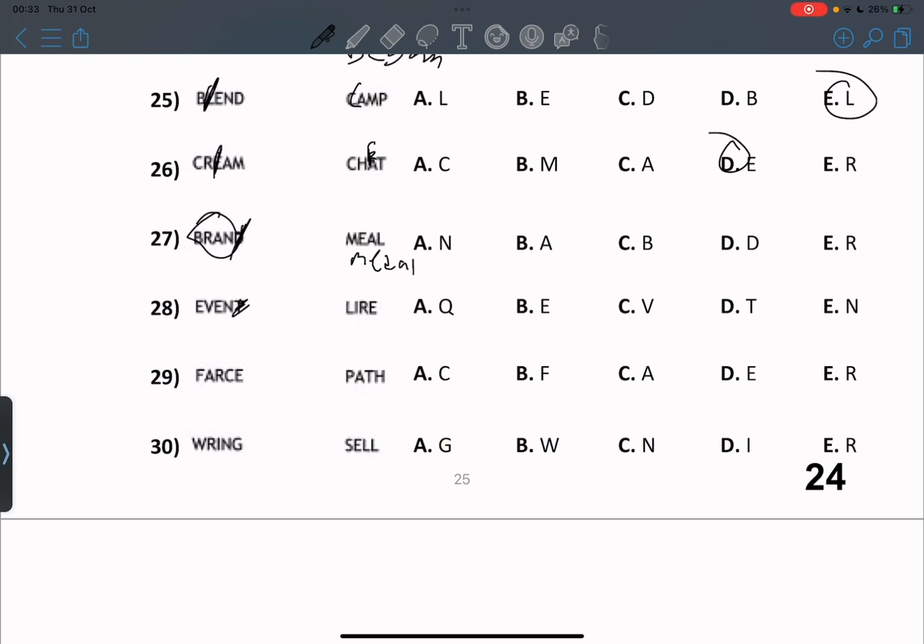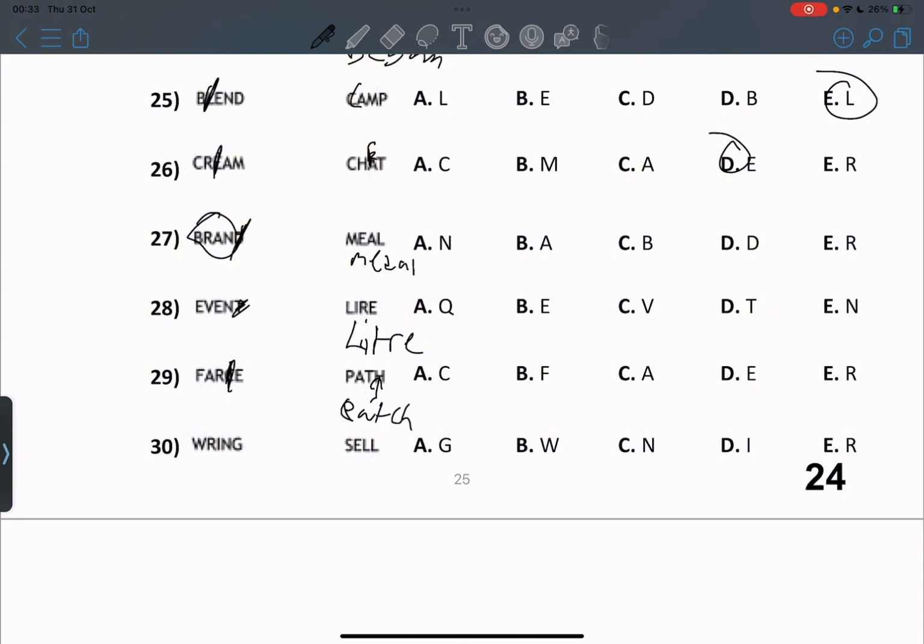Okay, and for question 28, if you remove the T, you get even. Now, if you put the T into here, you got litre, so like a litre of milk. Question 29, if you remove the C, you get fare. So if you think about a fare where you have to pay a fare, like it's like a price for a ticket. And if you put the C into here, you get patch.